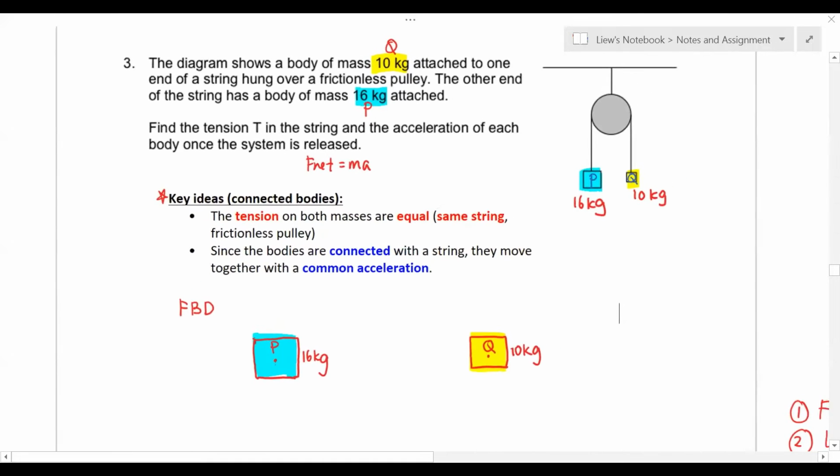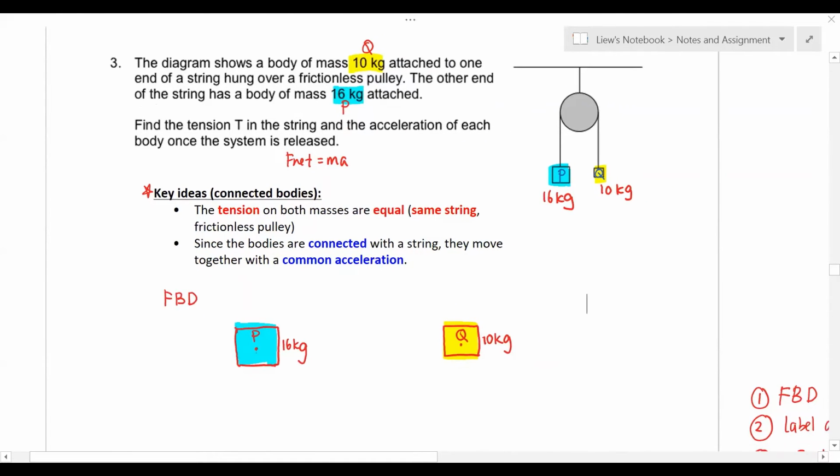Question 3, you have a diagram that shows a body of mass 10 kg attached to one end of a string hung over a frictionless pulley. The other end of the string has a body of mass 16 kg attached. For easy referencing, I'm just going to call the 16 kg mass P and the 10 kg mass Q as indicated in the diagram. Find the tension T in the string and the acceleration of each body once the system is released.